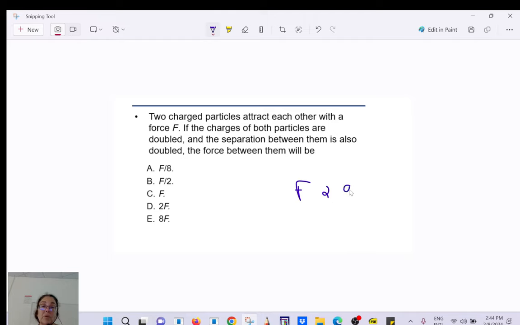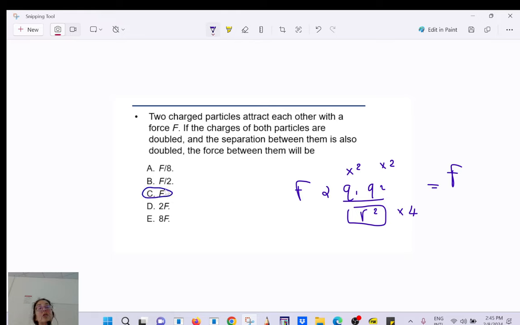So it's proportional to Q1, Q2, and the distance square. If the charge of both particles are double, so this one is multiplied by 2, and this one is multiplied by 2, and the separation between them is also double, so that means that here, because it's square, it's going to be multiplied by 4. So 2 times 2 is going to be 4 at the numerator, times 4 at the denominator, so it's going to be the same. So that will be the answer.